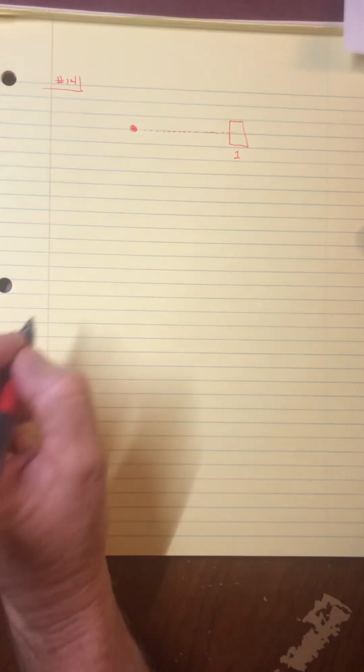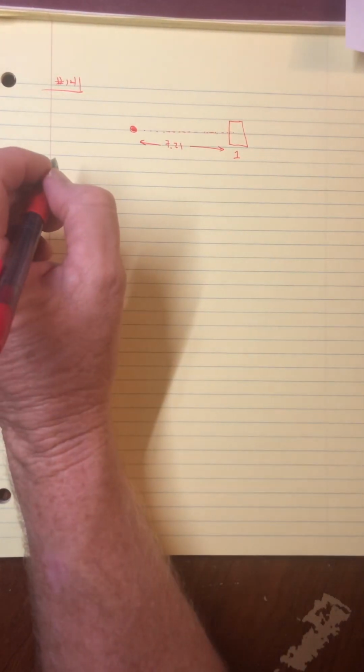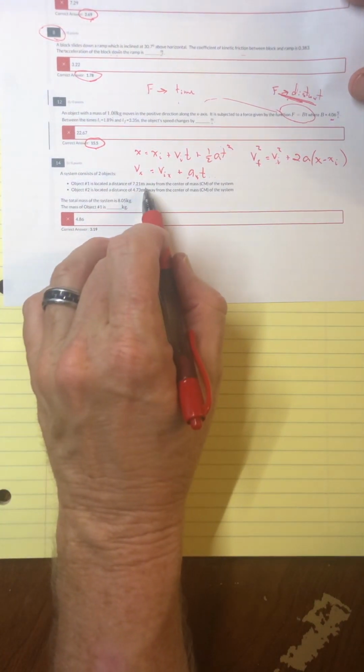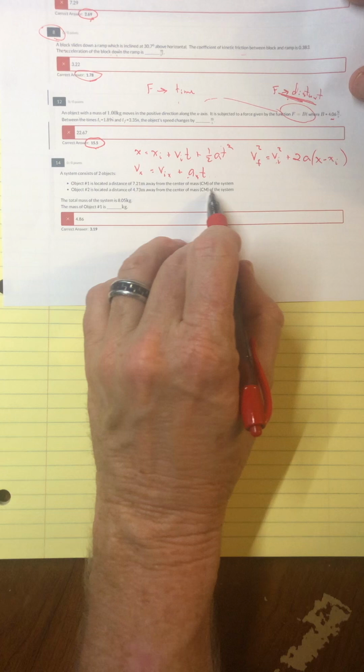All right, let me make a little dot to represent the center of mass. I suppose they don't say which way it is, so I'll just do towards the right here, and I will call this object number 1. And that this distance here is 7.21 meters. Okay. So that's what this first one says. Object 1 is located 7.21 meters away from the center of mass of the system.